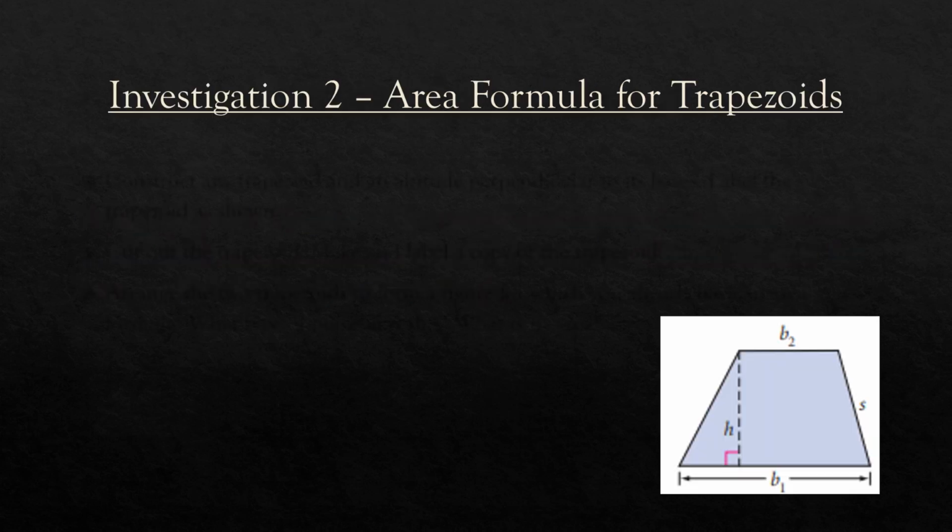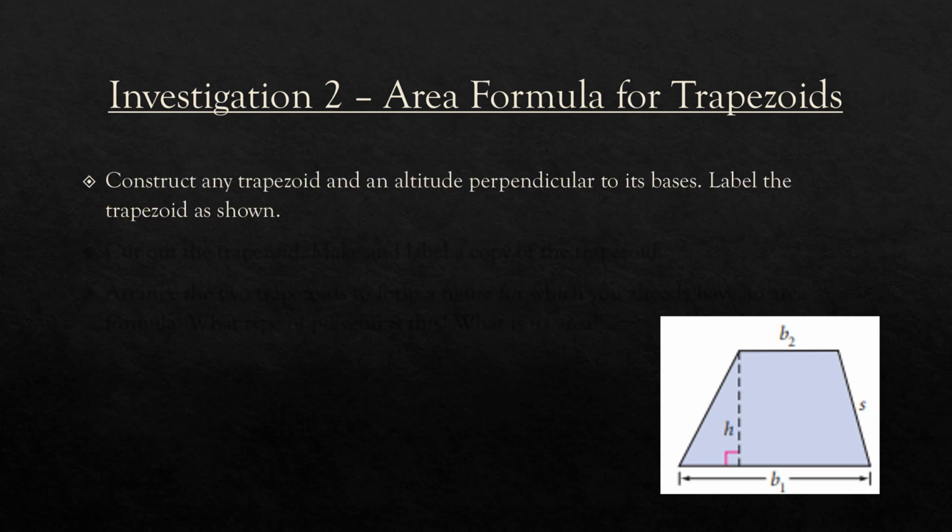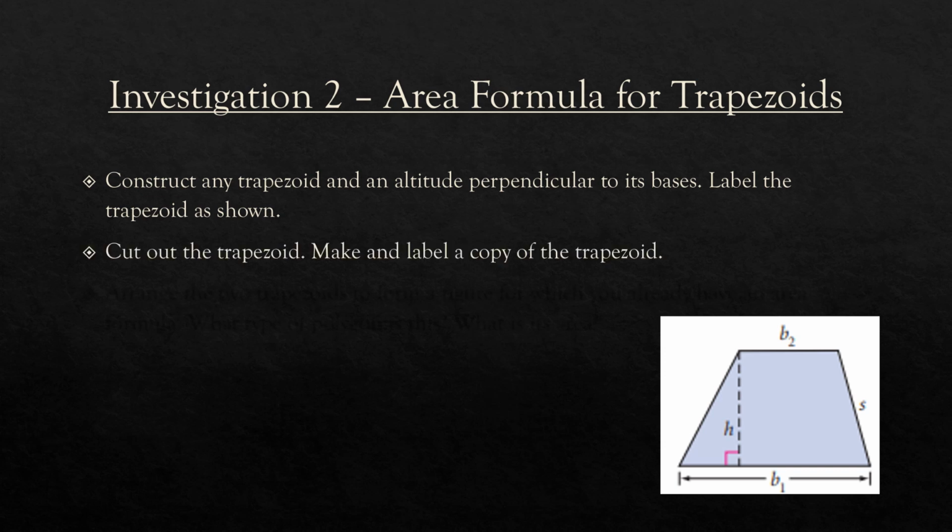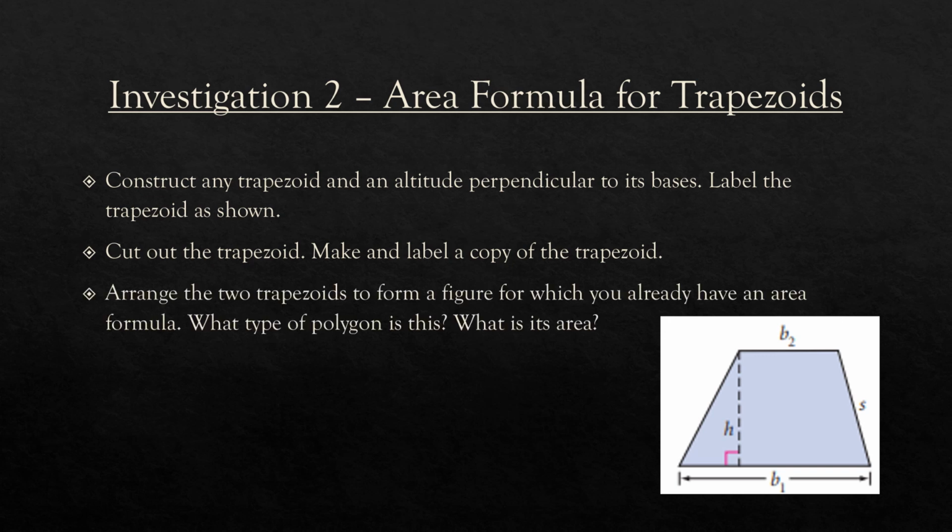Now let's look at an area formula for trapezoids. Again, we'll need cardstock or cardboard. You want to construct any trapezoid and an altitude that's perpendicular to its bases. Label the trapezoid. Now cut out the trapezoid and a second copy of the trapezoid. Arrange the two to form a figure for which you already have an area formula. What type of polygon is this? What is its area?